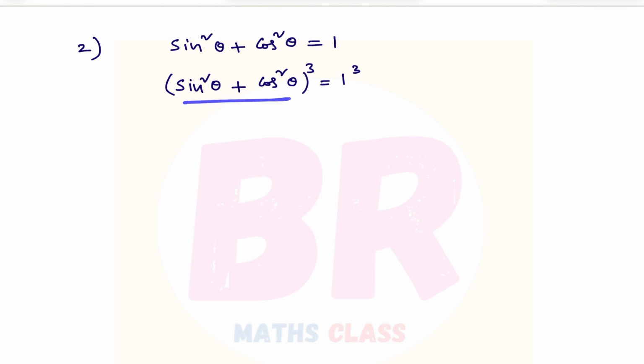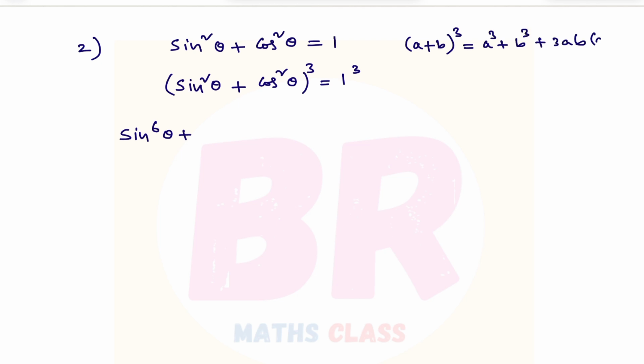This side looks like (a plus b) whole cube. The (a plus b) whole cube formula is what? A cube, that is sin^6 theta. The formula is a cube plus b cube plus 3ab into (a plus b). You just apply this formula to this (a plus b) whole cube. A cube, that is sin^6 theta, b cube, that is cos^6 theta, plus 3ab, where a is sin^2 theta, b is cos^2 theta, into (a plus b).